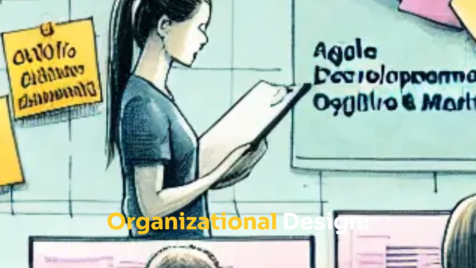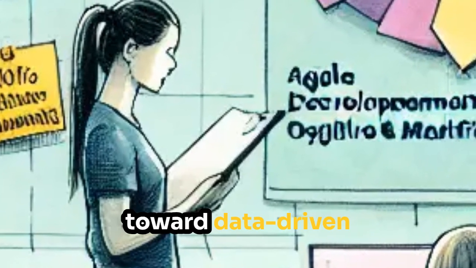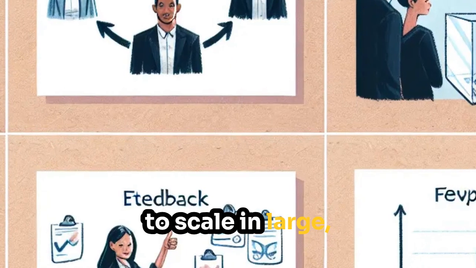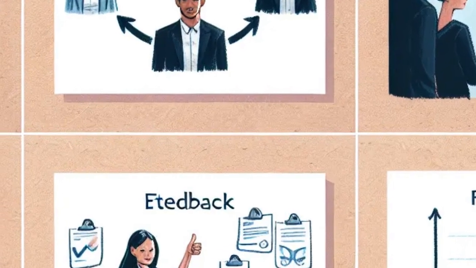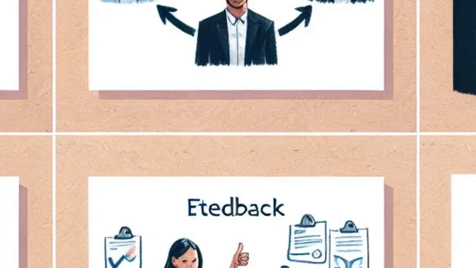Challenges of lean organizational design. Requires a cultural shift toward data-driven decision-making. Can be difficult to scale in large, traditional enterprises. Risk of focusing too much on efficiency and losing flexibility.